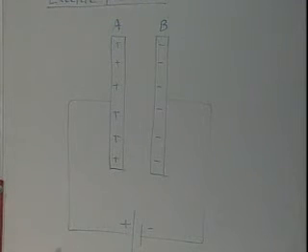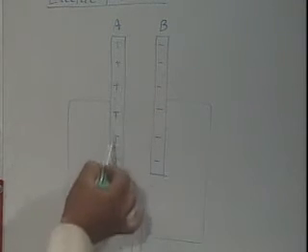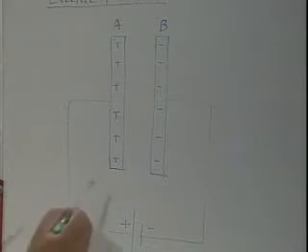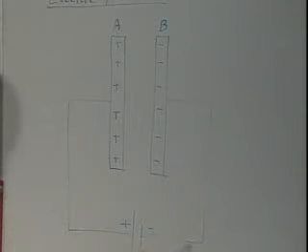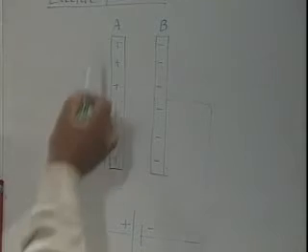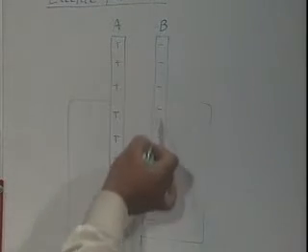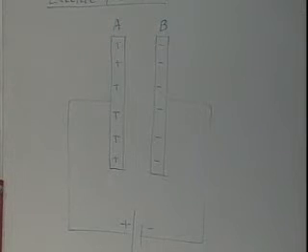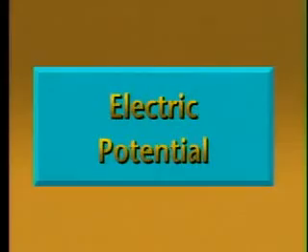Due to deficiency of electrons, we will have positive charge over here. These electrons are given by the negative terminal of the battery to the plate B. So we will have an equivalent amount of positive and negative charge on the inner surface of these two plates. This arrangement is known as a parallel plate capacitor.